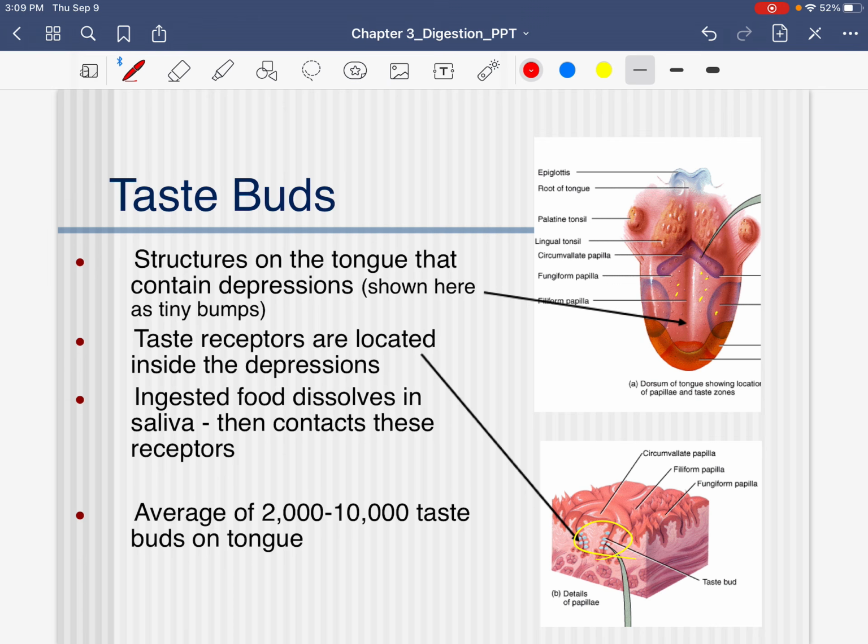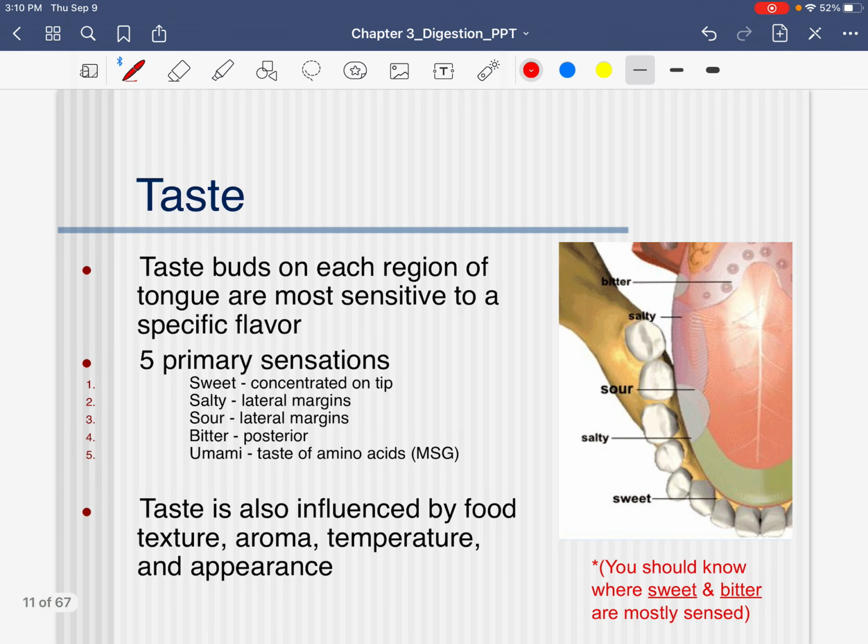Look at this. We have an average of 2,000 to 10,000 taste buds on the tongue. That's pretty amazing. You don't have to know that number. Taste buds are what allow us to actually taste certain flavors, which helps us to want to eat, and it helps warn us against things that are poisonous or potentially dangerous. I am not going to ask you these on a test, but it is kind of interesting. Maybe you know this, maybe you don't. Oh, actually, you know what? I'm going to take that back because I would like you to know some of these.